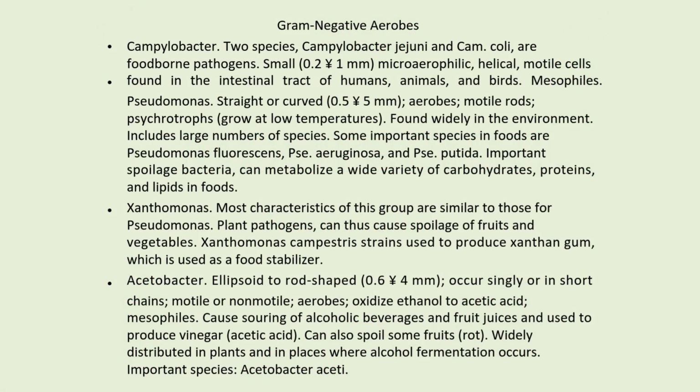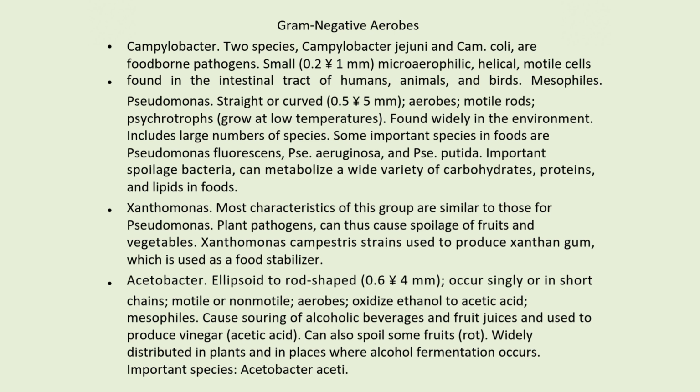First we have Campylobacter. Two species, Campylobacter jejuni and Campylobacter coli, are foodborne pathogens. They are small, microaerophilic, helical motile cells found in the intestinal tract of humans, animals, and birds. They are mesophiles, meaning they grow at moderate temperatures.